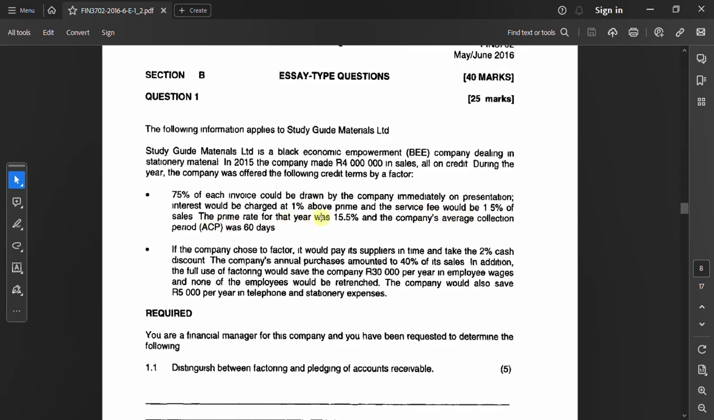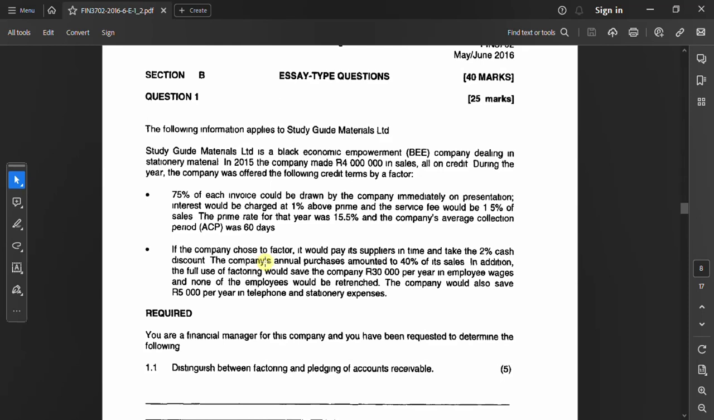Interest would be charged at 1% above prime, and the service fee would be, so this is not 15%, it's 1,5. I don't know why, but for some reason, in their past papers, they don't put a comma here, which is weird. But that was something that was noted. They sometimes leave out a comma. This gap here, this space here, is actually supposed to be 1.5. Maybe it's the scanning or the printing of this document. But anyway, it's 1.5% of sales. The prime rate is 15.5%, and the company's average collection period is 60 days.